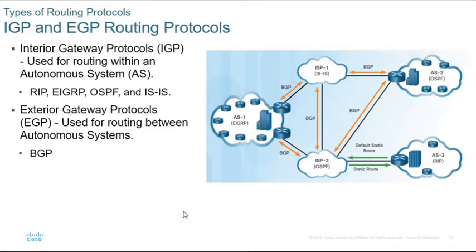Okay, let's have a concrete definition of both IGP and EGP routing protocols. When you say interior gateway protocols, or IGP, this is the protocol that is used for routing within an autonomous system, or AS. An AS is a collection of routers under a common administration, such as a company or an organization. Let's say Mabalacat City College. That is an autonomous system.